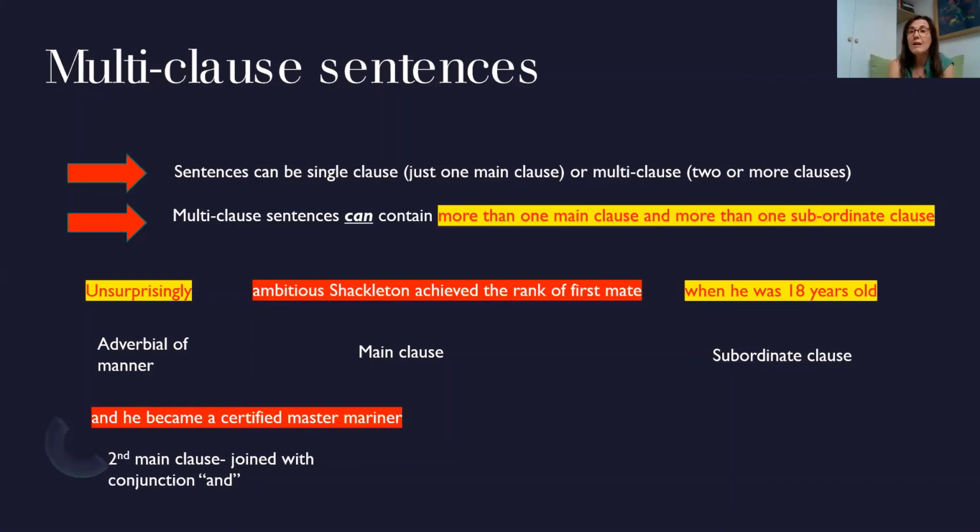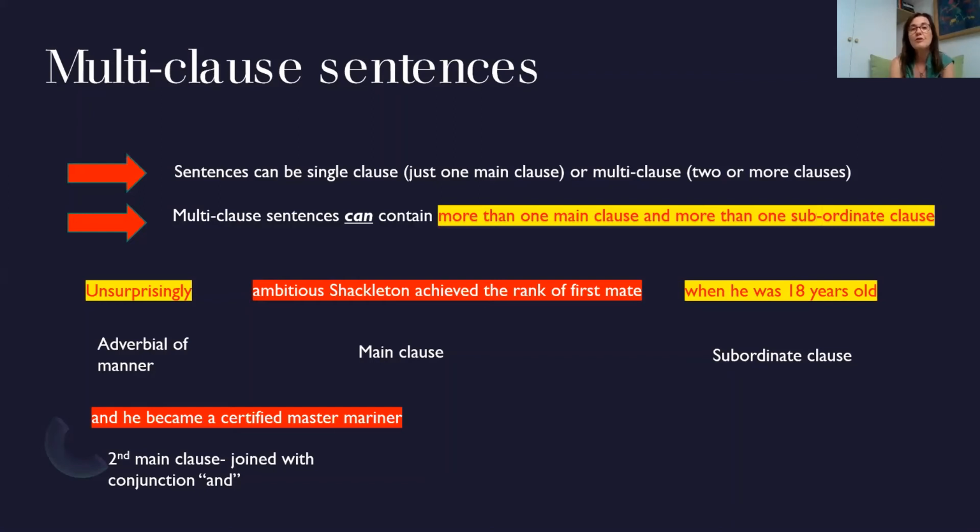And so here we've got another main clause being joined by the coordinating conjunction, and the second main clause is he became a certified master mariner. We know that that is a main clause because you could put a capital H and have he became a certified master mariner, full stop, and that would be a simple sentence, a single main clause sentence on its own. So that sentence, as you can see, has two main clauses.